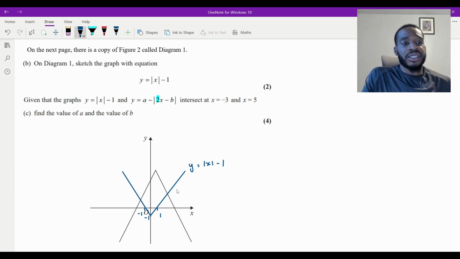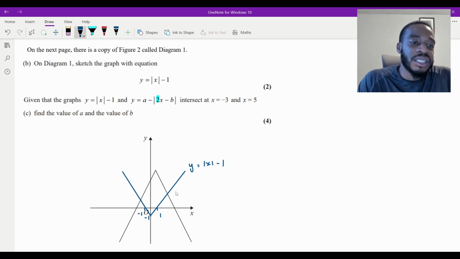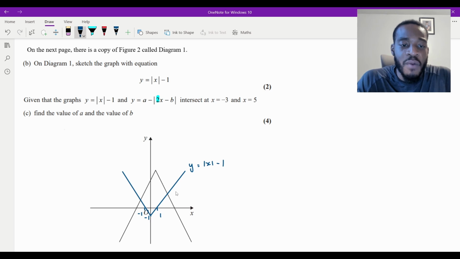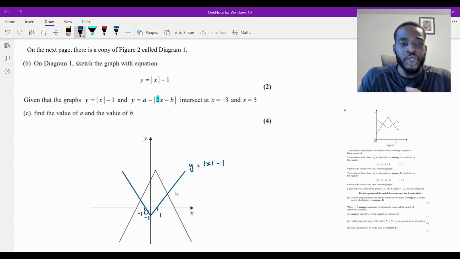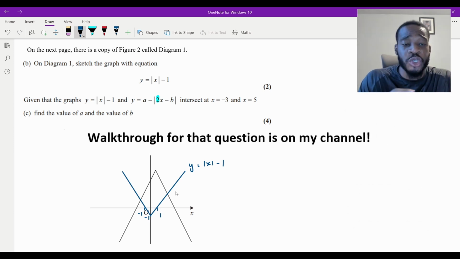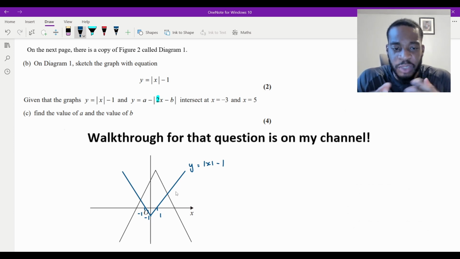That's part B. Part C says, given that the graphs of y equals the modulus of x minus 1 and y equals a minus the modulus of 2x minus b intersect at x equals minus 3 and x equals 5, we need to find the value of a and the value of b for 4 marks. Now, with this type of question, I liken it to a question in paper 2 of the June 2023 series, question 12, right? The reason is because you need to really understand the modulus functions and also understand the different combinations. So have a check out that question and see how you get on with it as well, because it's pretty much the same.